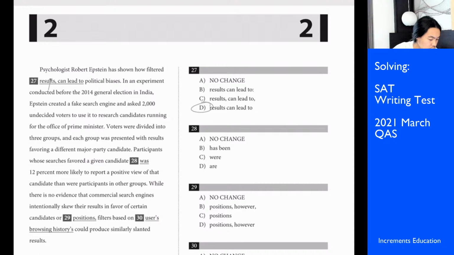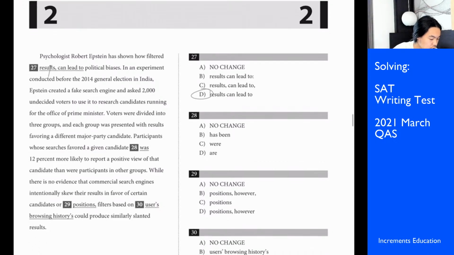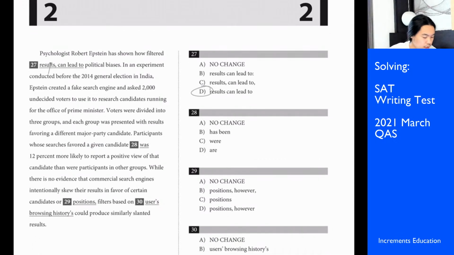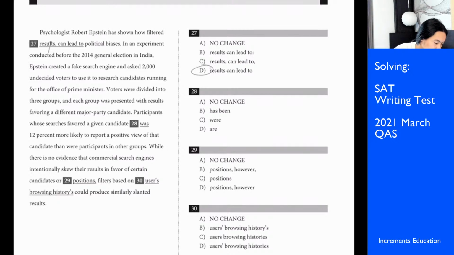Okay. Conducted before the 2014 general election in India, created a fake search engine and asked 2,000 undecided voters to use it to research candidates running for office. Zoning out a little bit, but okay. A fake search. So this is an example. This is an experiment. Okay.